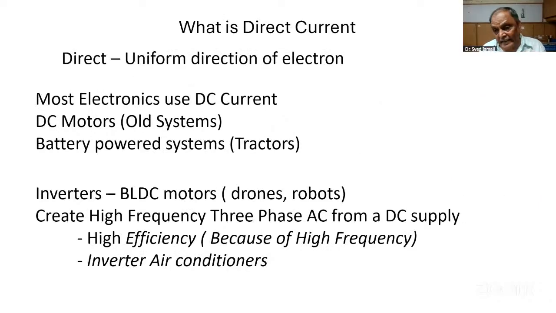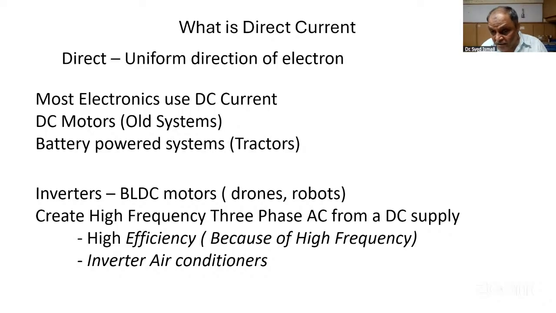Now, direct current. Direct current is only one direction the current will flow. In one direction current flows, meaning most of the electrons move in only one direction. Now, DC motors, old systems all use DC motors. DC motors are very good, speed control is very easy, but they are not very efficient. So nowadays most of them use AC motors. They use DC, convert it to AC in multiple phases, and then run it to be more efficient.